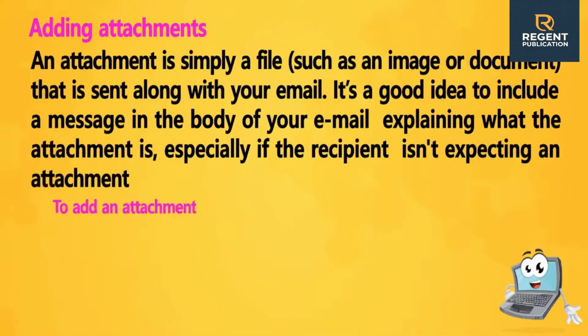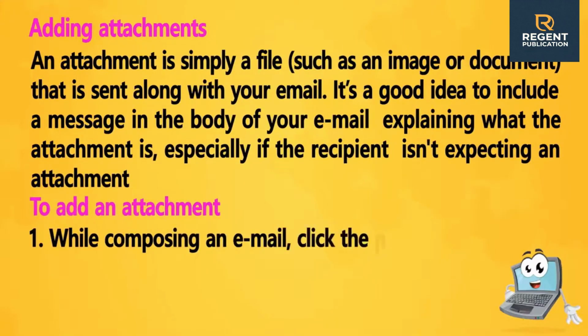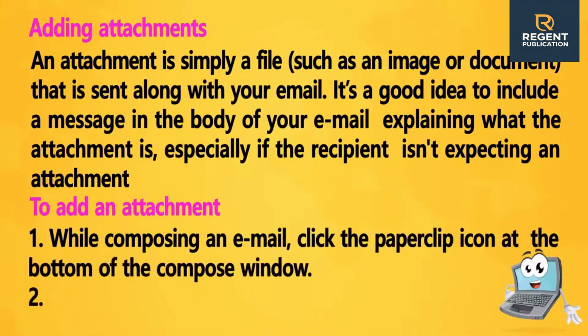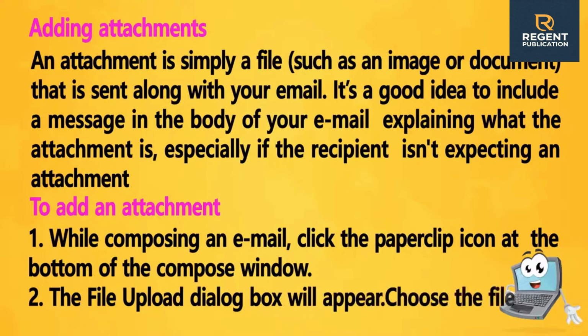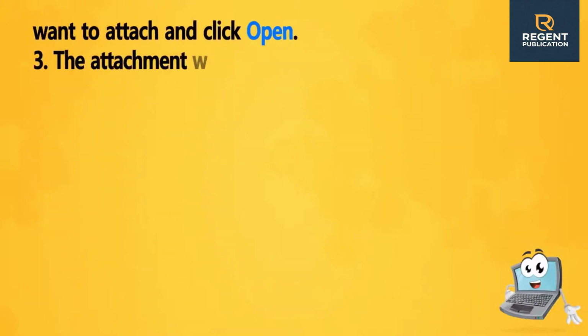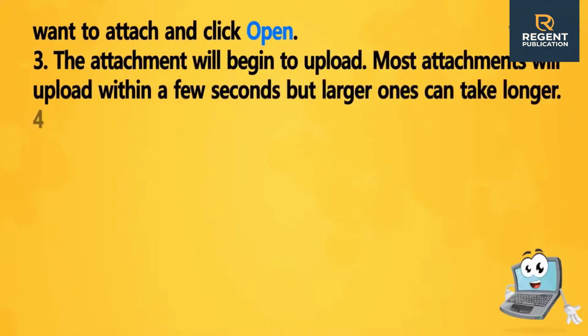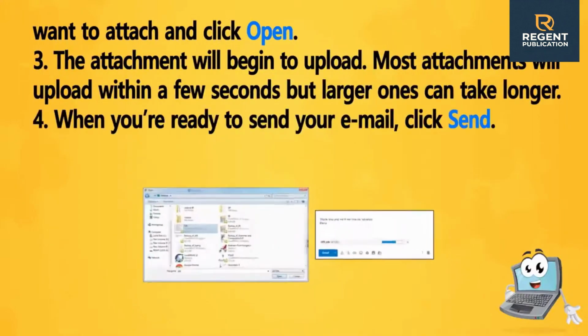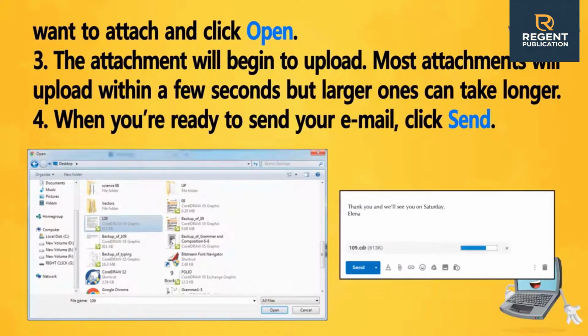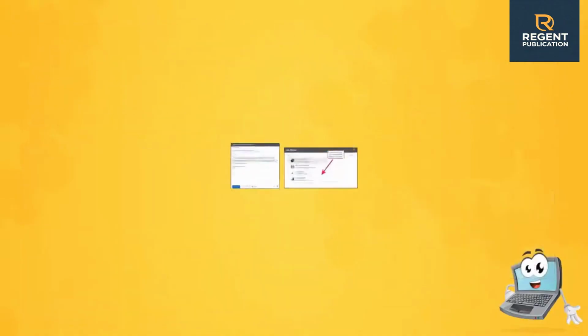To add an attachment while composing an email, click the paperclip icon at the bottom of the Compose window. The File Upload dialog box will appear. Choose the file you want to attach and click Open. The attachment will begin to upload. Most attachments will upload within a few seconds, but larger ones can take longer. When you are ready to send your email, click Send.